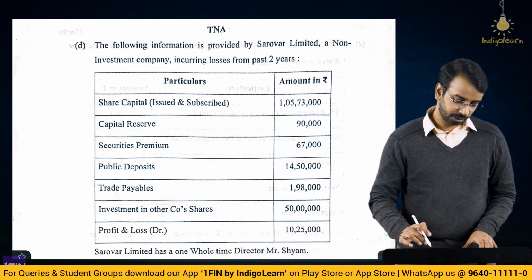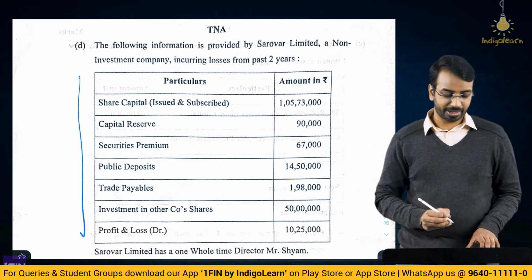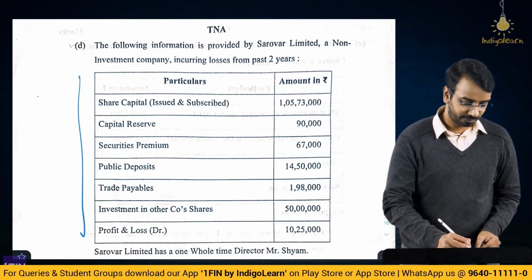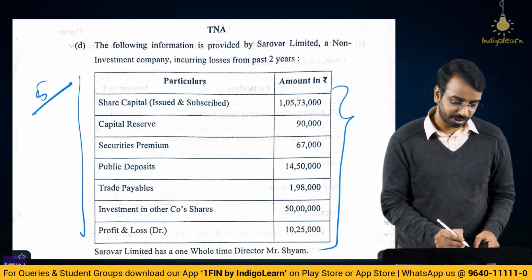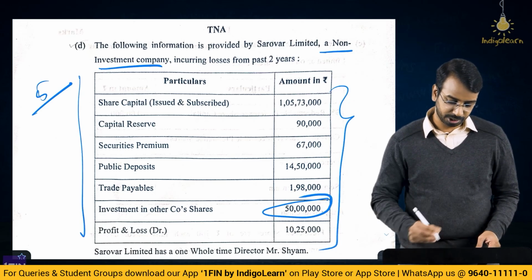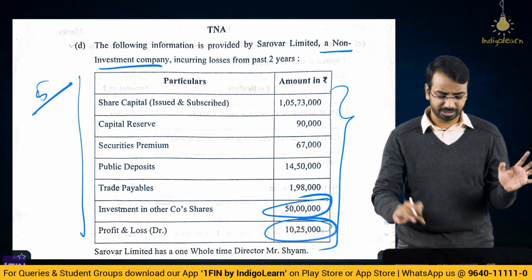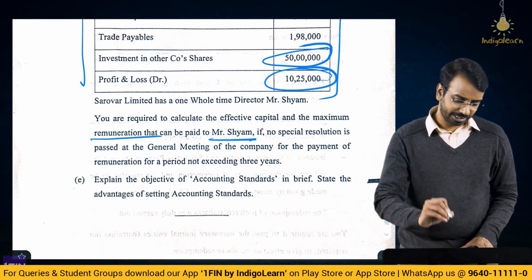Simple, right? Then you have a question on managerial remuneration. Just a couple of days back, somebody asked, is managerial remuneration important? Will we get a question? We got a 5 mark question. A straightforward question. You just need to calculate the effective capital. It is a non-investment company and we know that this investment has to be reduced. This P&L debit balance has to be reduced. Similar questions, everything solved in the class, right? Nothing to worry about here. And the remuneration that can be paid, you can calculate based on it.